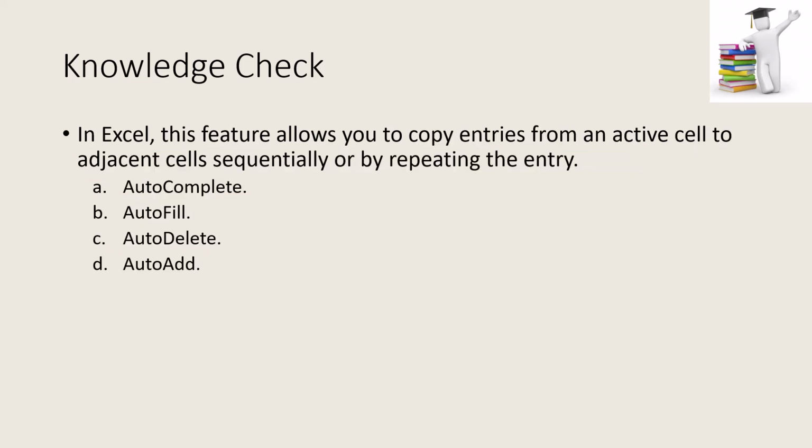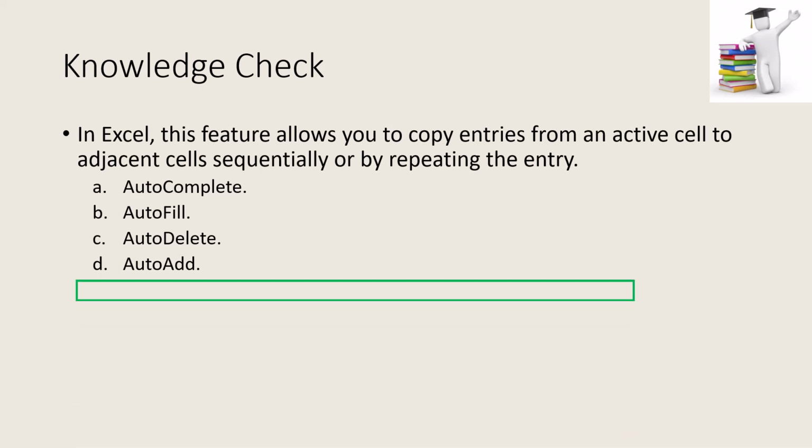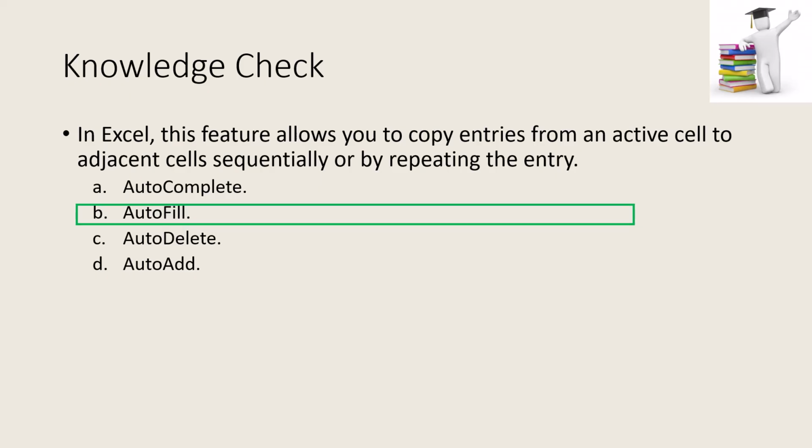In Excel, this feature allows you to copy entries from an active cell to adjacent cells sequentially or by repeating the entry. A. Autocomplete. B. Autofill. C. Autodelete. D. Auto-add. The answer is B. Autofill.